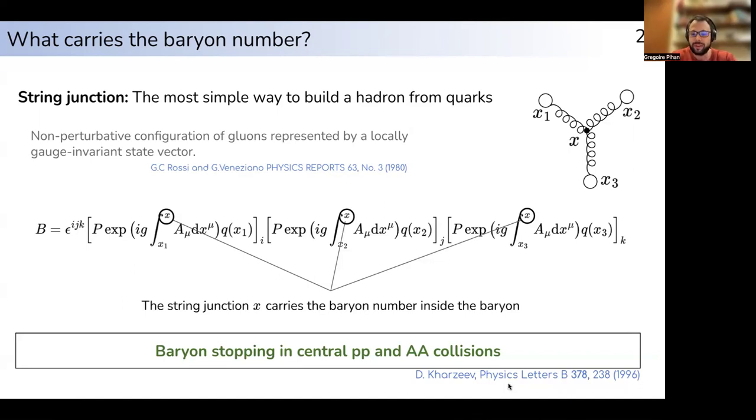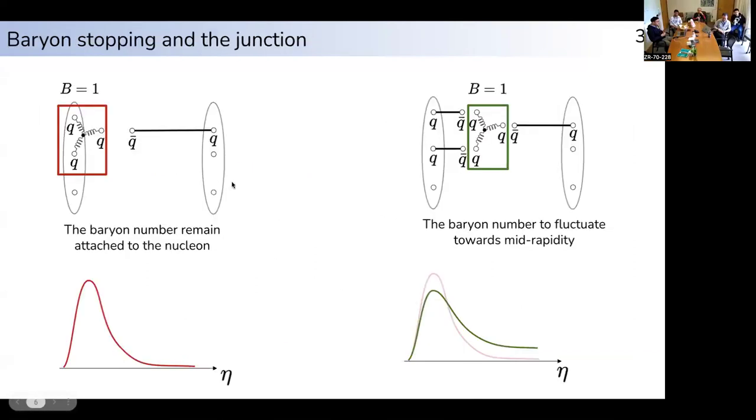And in his paper in 1996, Kharzeev said that we can see that experimentally in the baryon stopping in central pp and AA collisions. And in this talk, we will concentrate on AA collisions and especially on the isobar. So what do we see now in terms of baryon stopping related to that question? In the case of the baryon junction, the baryon stopping will be shifted differently. First of all, the baryon stopping for me would be the amount of baryon number that stays at midrapidity in the collision. That's what I call the baryon stopping here.